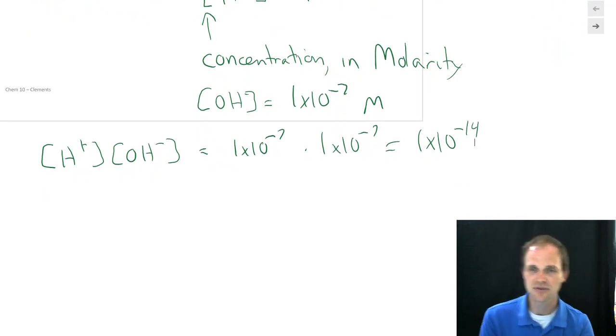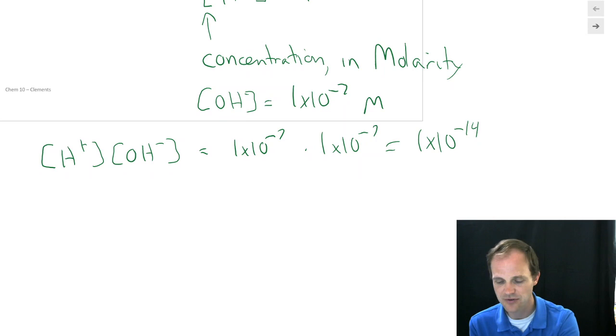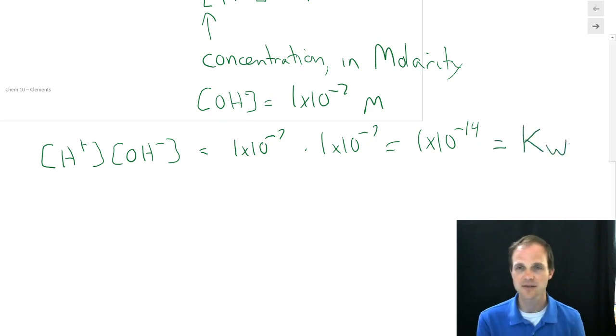Why is that number useful? Well, it turns out that number is useful because it is a constant. And a constant we call Kw, which is the water product constant, but it's just a constant. No matter what we do, no matter how much acid we add to a solution, no matter how much base we add to a solution, if we take the H plus concentration and multiply the OH minus concentration, it's always the exact same number. This is kind of like our gas laws.